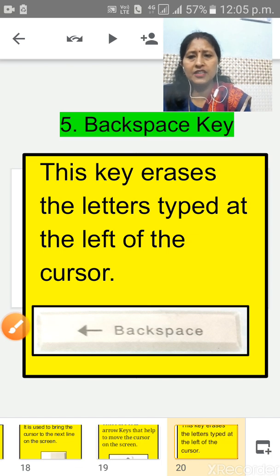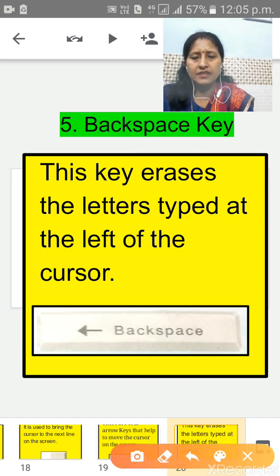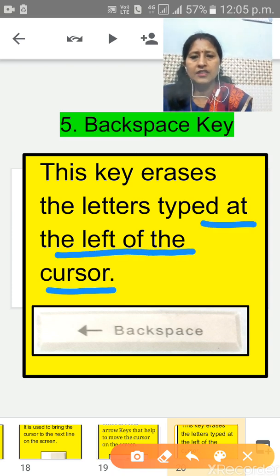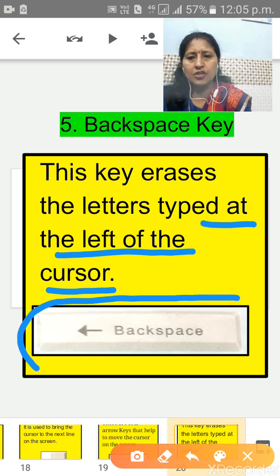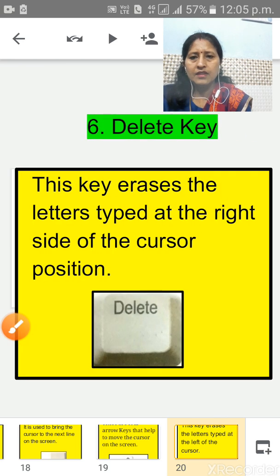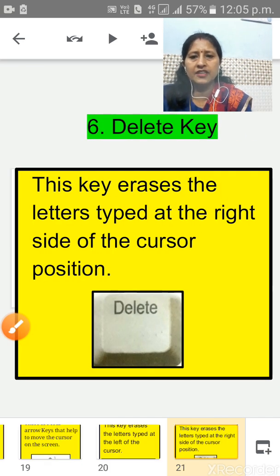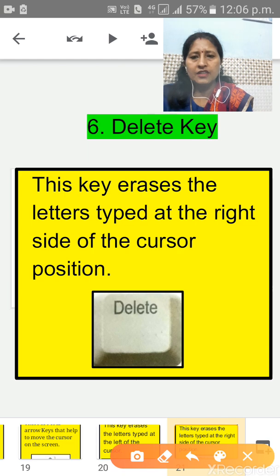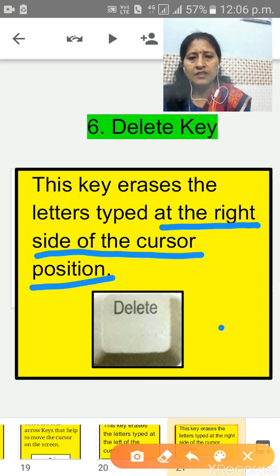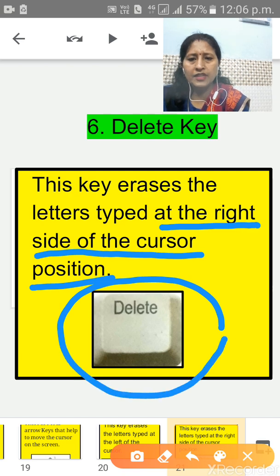The next special key is backspace key. This key erases the letters typed at the left side of the cursor. Children, this is the picture of backspace key. The last special key is delete key. Children, delete key erases the letter at the right side of the cursor position. Children, this is the picture of delete key.